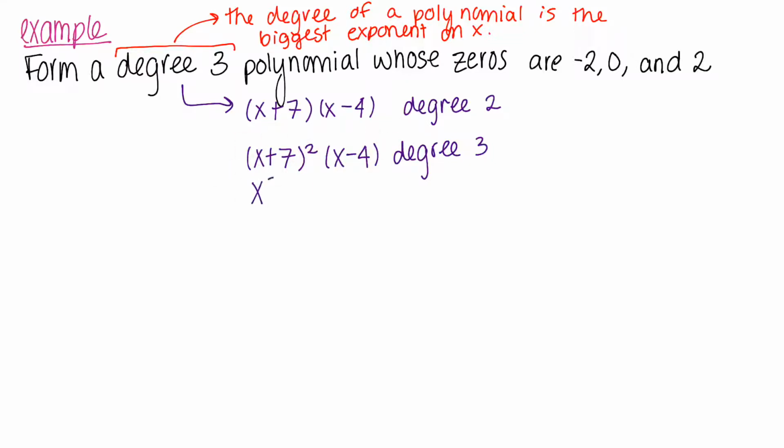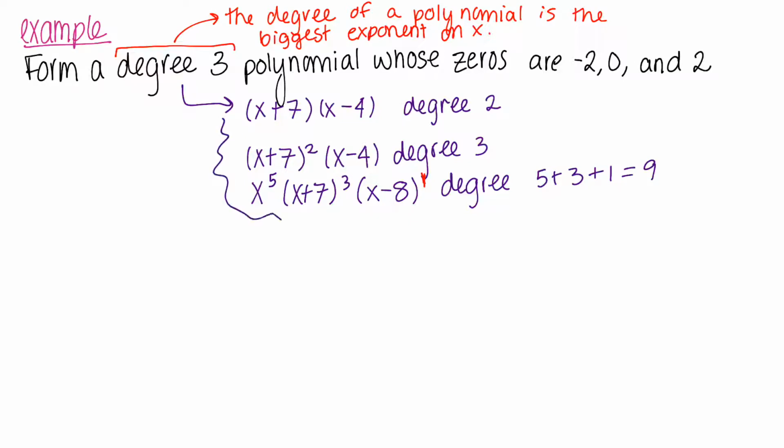So if I made something like x to the 5th times x plus 7 cubed times x minus 8, the degree of this would be 5 plus 3 plus 1, because there's a secret 1 here. So the degree of this would be 9. Right? So that's just kind of an aside, not 100% relevant to the problem.